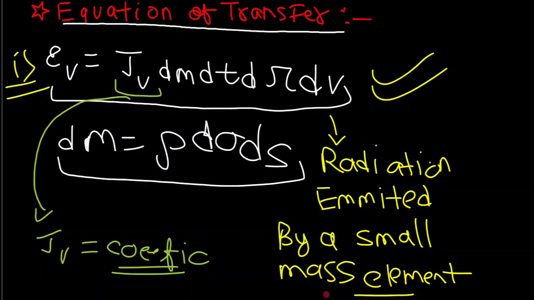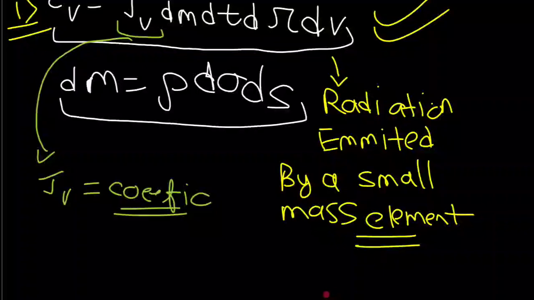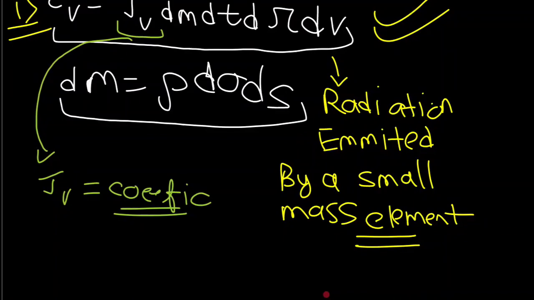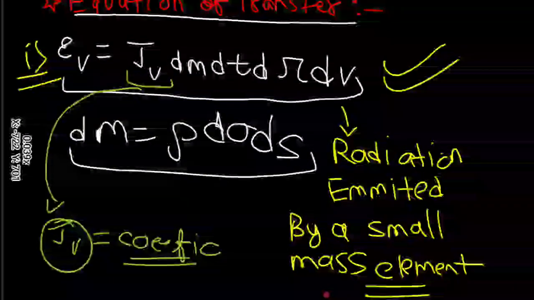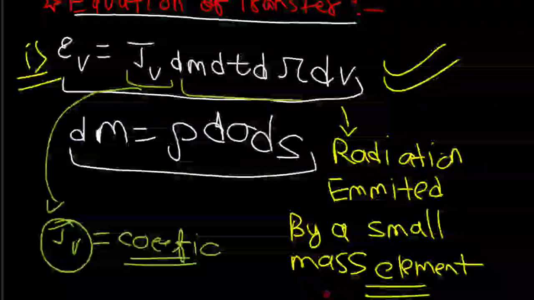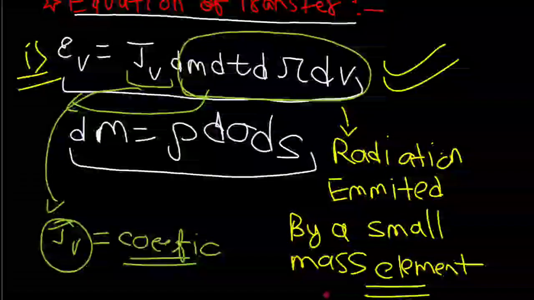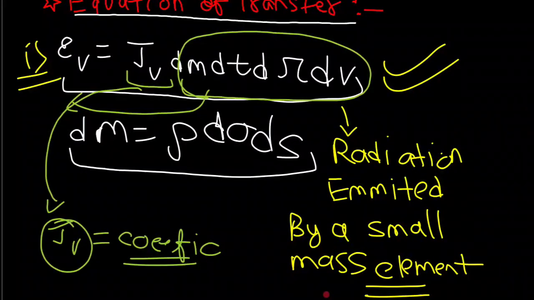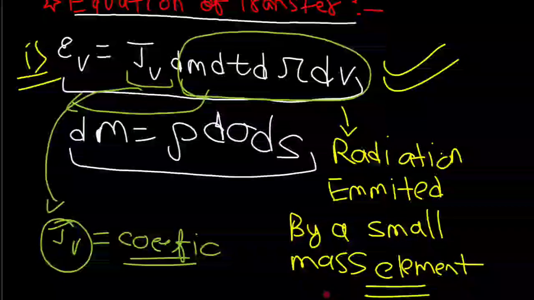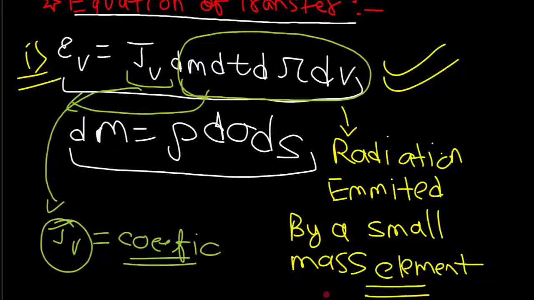So this j_ν is generally defined as the energy emitted per unit mass, per unit time, per unit solid angle, per unit frequency. This is how this quantity is defined, and you can find this by seeing that in this equation, if you shift this term to the denominator, you will get the definition of this coefficient. And the name of this coefficient is the coefficient of emission, because here the radiation is emitted.